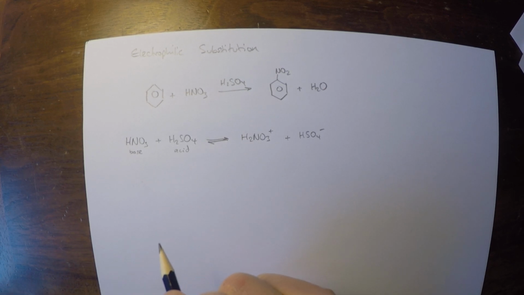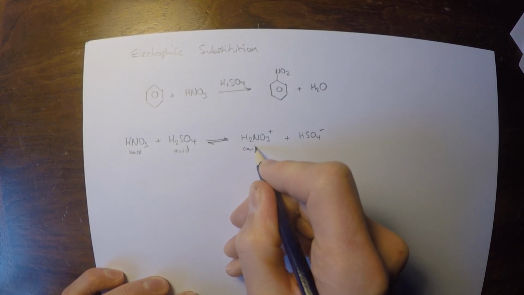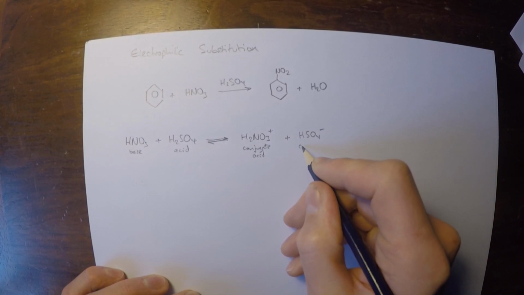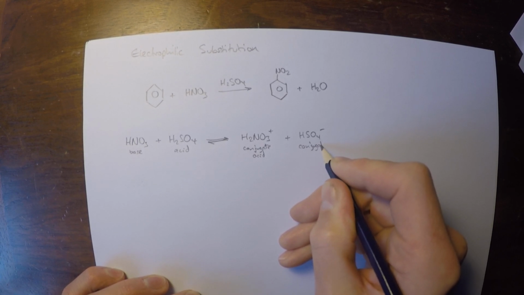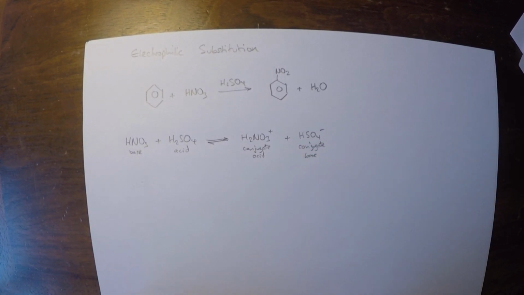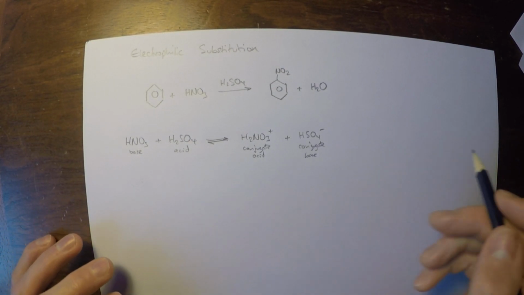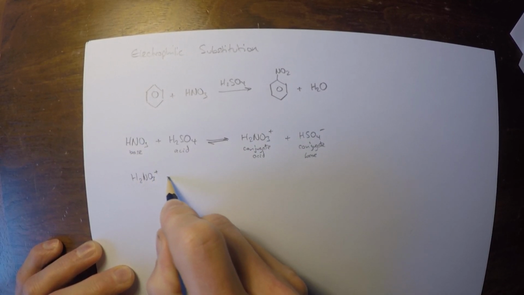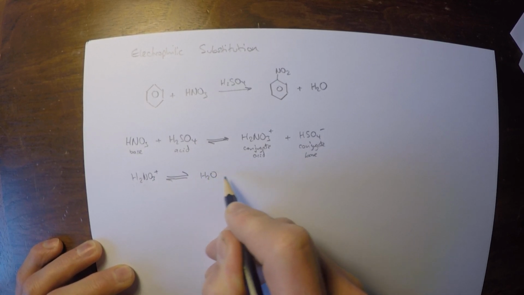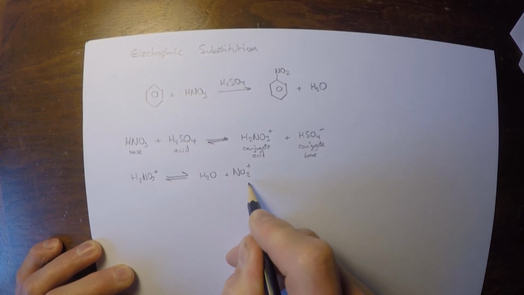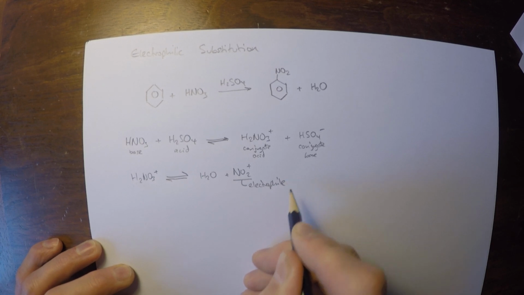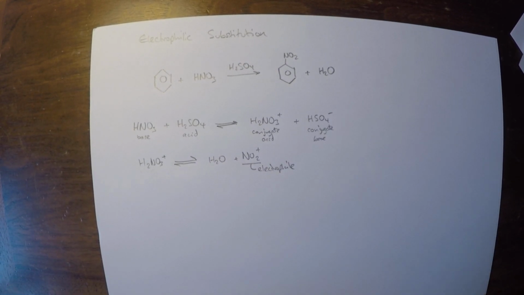So the H2NO3+ molecule is the conjugate acid of the nitric acid, while the hydrogen sulfate ion is the conjugate base of the sulfuric acid. So that's the first step in the process of producing the electrophile. The second step involves the H2NO3+ decomposing into water and the NO2+ ion, and this is the species that will be the electrophile. So we now have the electrophile.